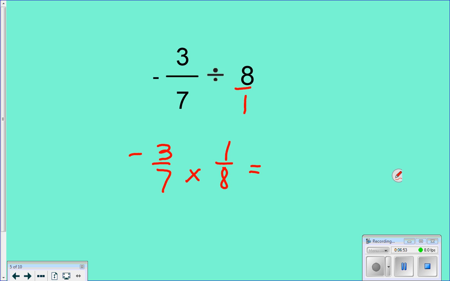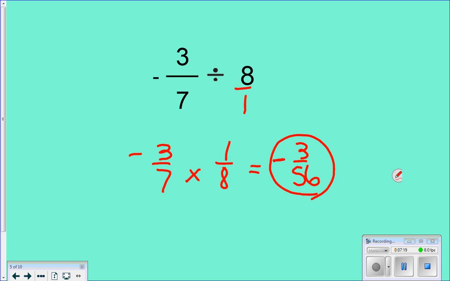Somebody will forget to flip it today, so do not forget. You never ever flip the first one. You always flip the second one. So it'll be 3 over 56, and a negative sign will be your answer. I don't think you can reduce that. Can't. That's my answer.